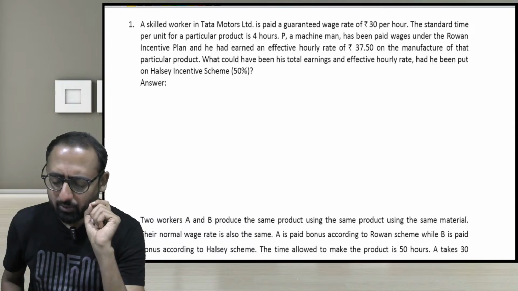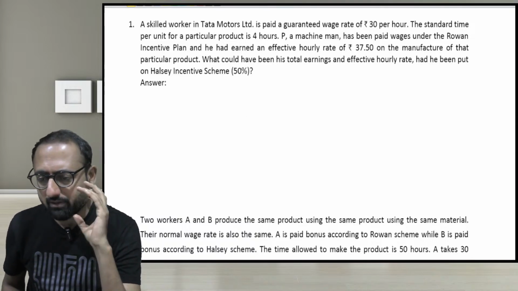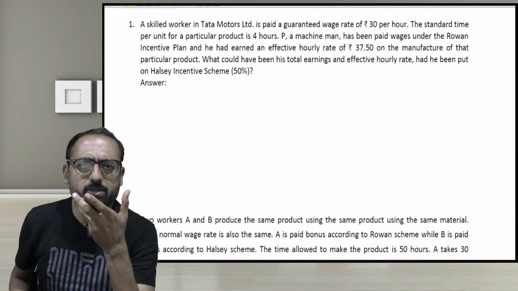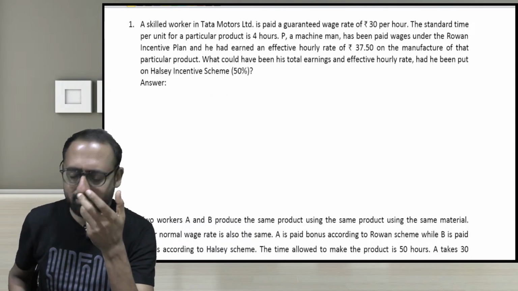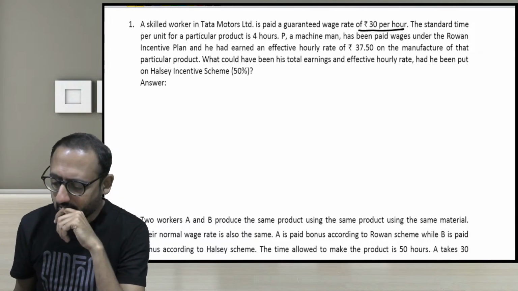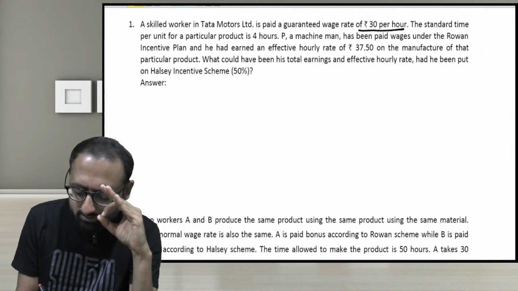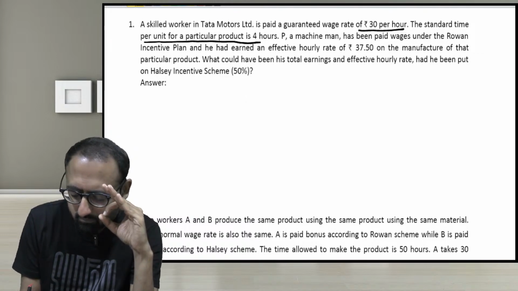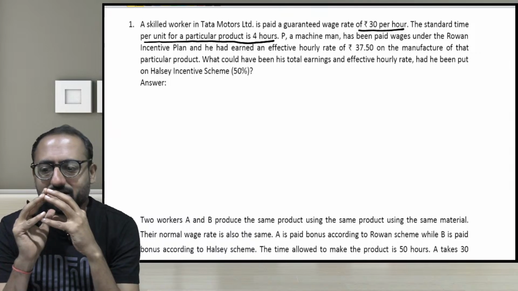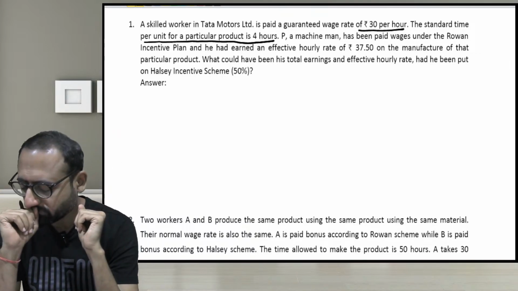A skilled worker in Tata Motors is paid a guaranteed wage rate of 30 rupees per hour. So 30 rupees per hour is nothing but your time rate. I will underline that. Standard time per unit for a particular product is 4 hours. Guys, input output ratio: standard time is 4 hours to produce 1 unit of final product.